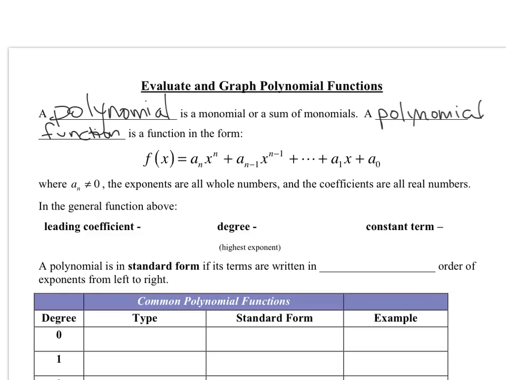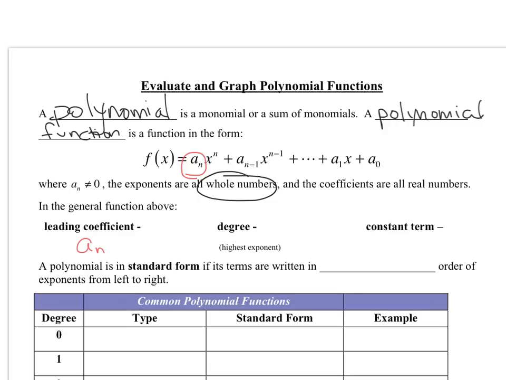The exponents are all whole numbers, so that one's very important. Exponents have to be whole numbers, which do not include your negative numbers. And the coefficients are real numbers, meaning we won't have imaginary. The leading coefficient in the above term, the one that we're just staring at, would be your a sub n. It's the coefficient that leads the others when your polynomial's in standard form.